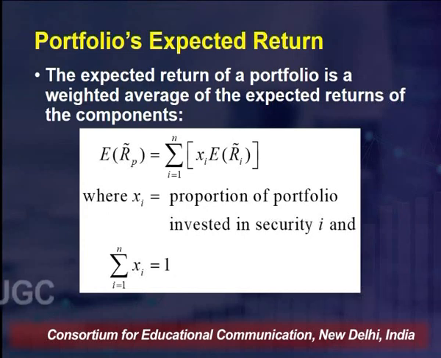So let us understand what is the formula for calculating a portfolio's expected return. As I just stated, the expected return of a portfolio is a weighted average of the expected returns of the components. So if we have 5 stocks, we take the weighted average of all those 5 stocks.